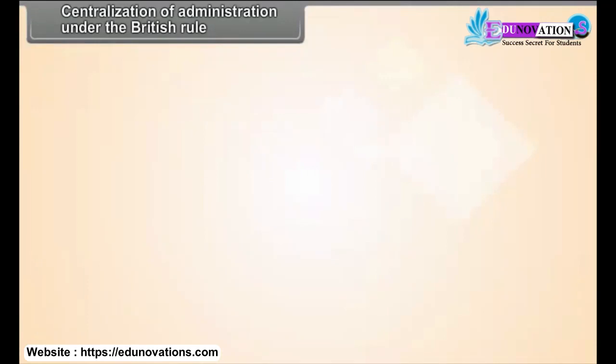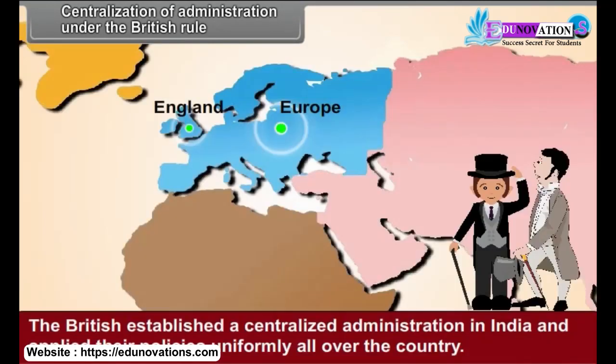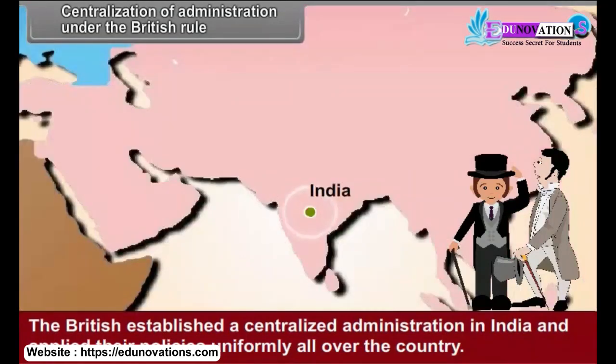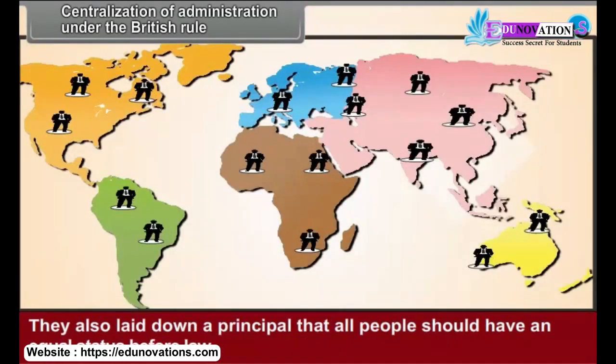Centralization of administration under the British rule. The British established a centralized administration in India and applied their policies uniformly all over the country. They also laid down a principle that all people should have an equal status before law.